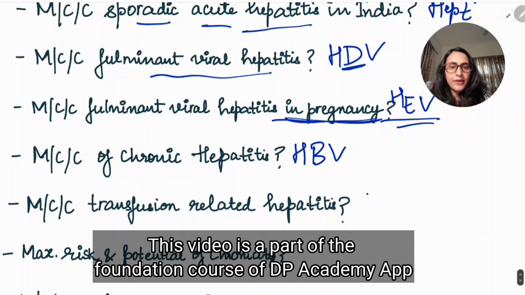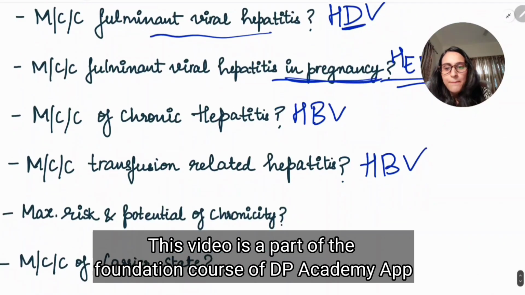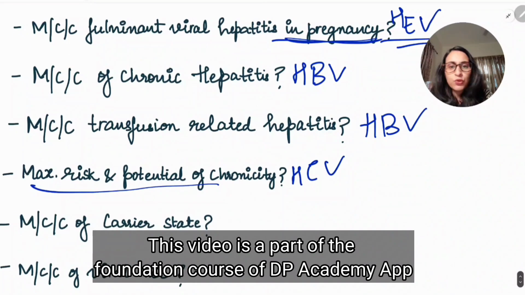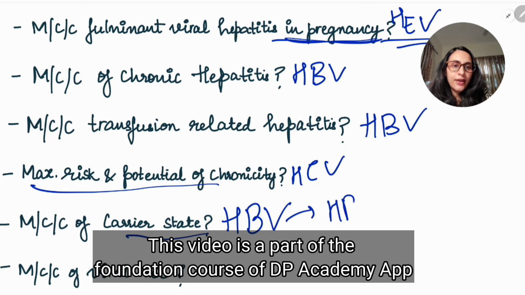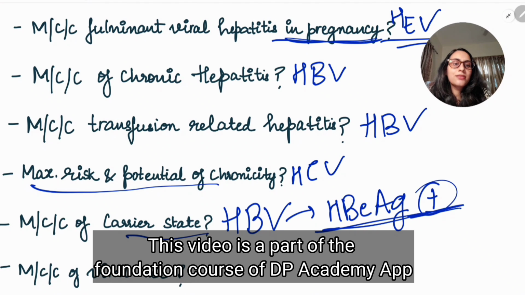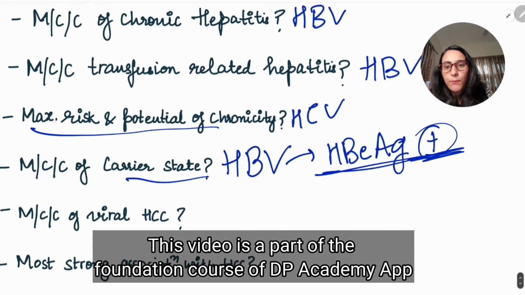Most common transfusion related hepatitis is both B and C, but because B is the most common, we write hepatitis B. Maximum risk and potential of chronicity: most common chronic is hepatitis B, but the one with maximum potential for chronicity is hepatitis C virus. Most common cause of carrier state, we have already discussed, is hepatitis B virus. It has two kinds of carrier, simple carrier and super carrier. Super carrier has what? Hepatitis E antigen. It is the E antigen that makes it a super carrier.